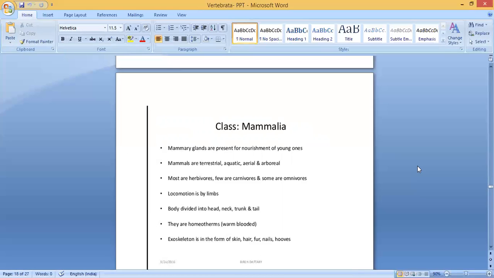They are homeotherms or warm-blooded animals. They always maintain constant body temperature. Exoskeleton is in the form of skin. Okay, we have exoskeleton in the form of skin. You can see the hairs. Sometimes in monkeys and other animals, you can see fur, nails, and hooves. For goat and sheep, you can see hooves. So exoskeleton is in the form of skin, hair, fur, nails, and hooves.